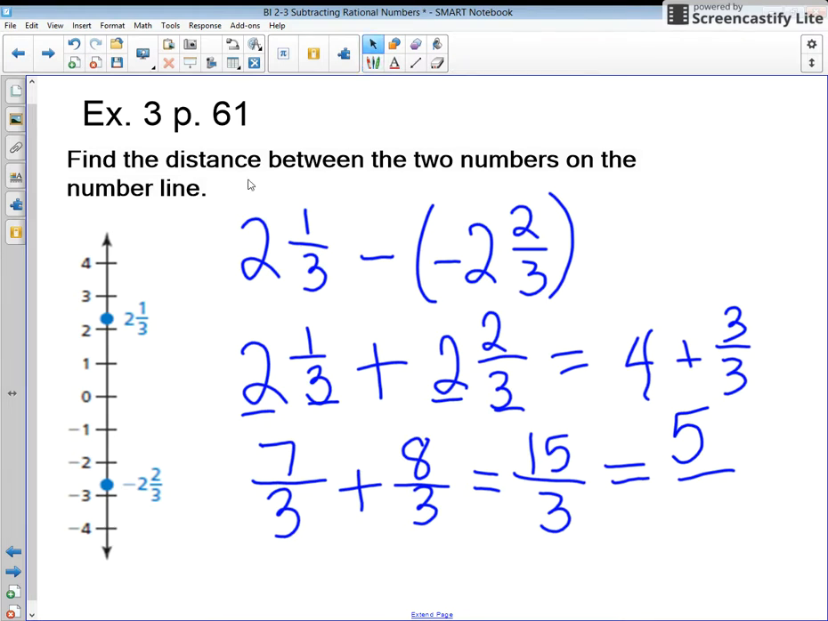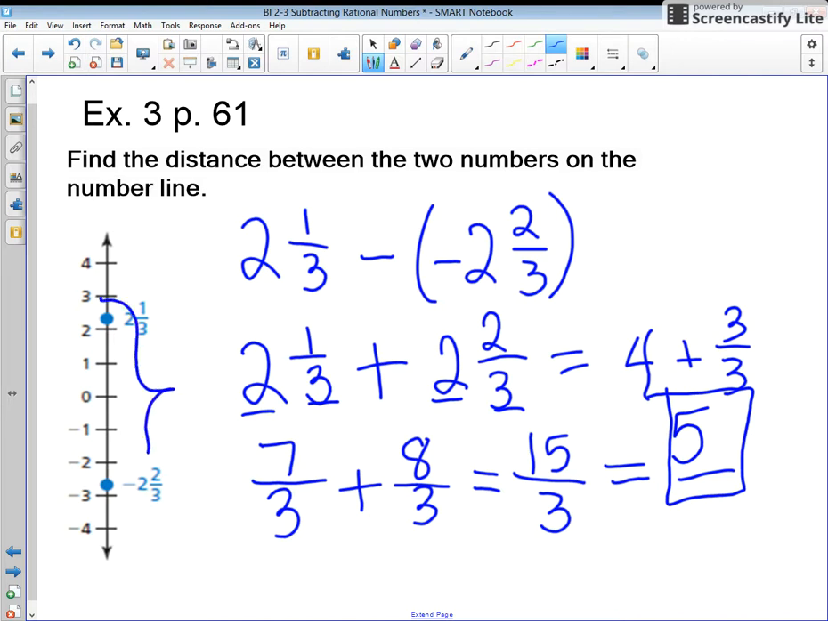Remember, distance is always positive. So make sure if you solved it differently, I know our textbook solved it slightly differently. They know that distance is always positive, so they kept our answer positive 5. There are a total of 5 spots, 5 whole numbers, 1, 2, 3, 4, 5 between those two values. You can use the number line to check your answer, and pause the video if you need more time to copy this down.